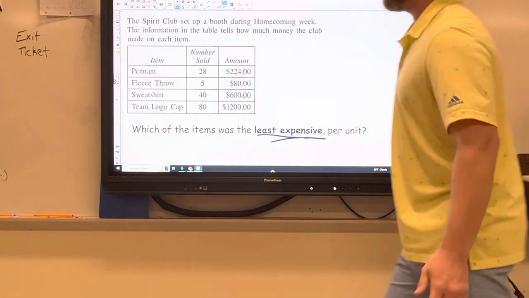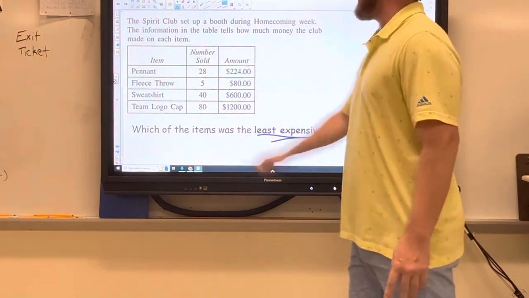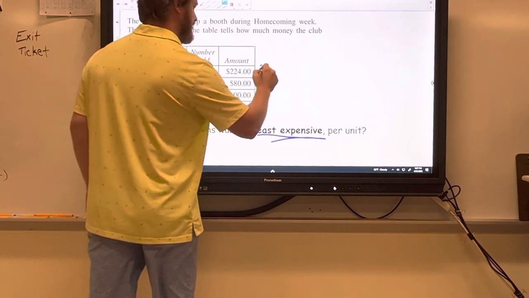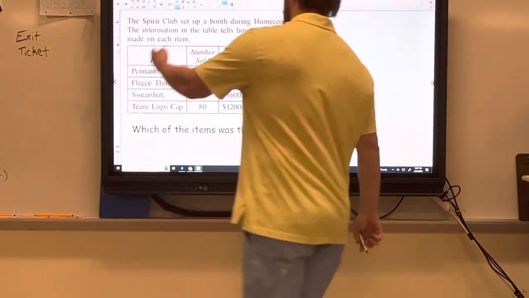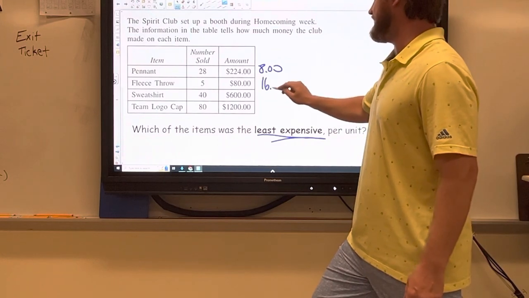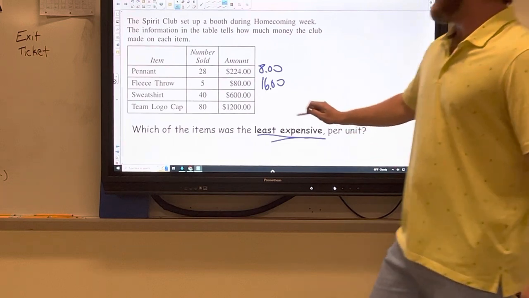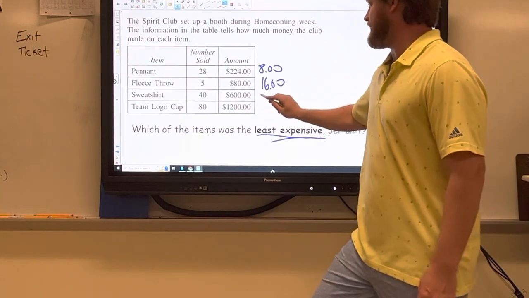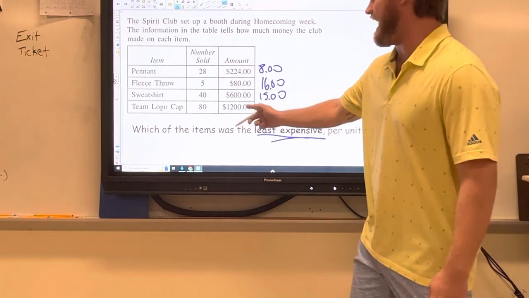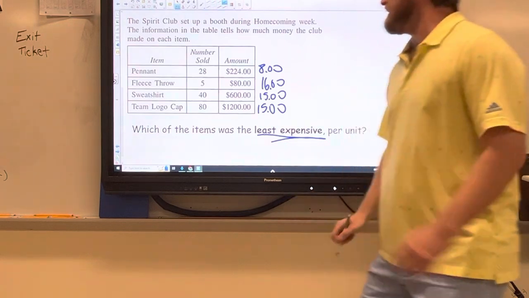All right, hopefully you pause the video just like I did the problem before. It's the dollar amount divided by the number sold. So when I do 224 divided by 28, that gives me $8 per pennant. The next one, 80 divided by 5 gives me $16 per fleece. Dividing the sweatshirt, 600 divided by 40 is $15. And last but not least, the logo cap, the hat, 1,200 divided by 80 was also $15 per hat.